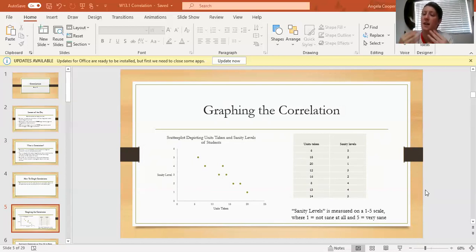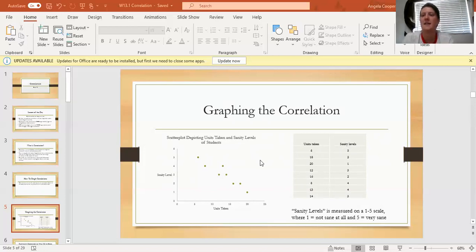So 5 is very like, oh, you know, everything's okay. And the lower you score on that sanity levels questionnaire on that scale, the less sane you tend to be. So you're not doing too great if you have a 1. You're not sane at all. Anyway, what you'll see here is that each row, like units taken 6, sanity levels 5, represents one participant.